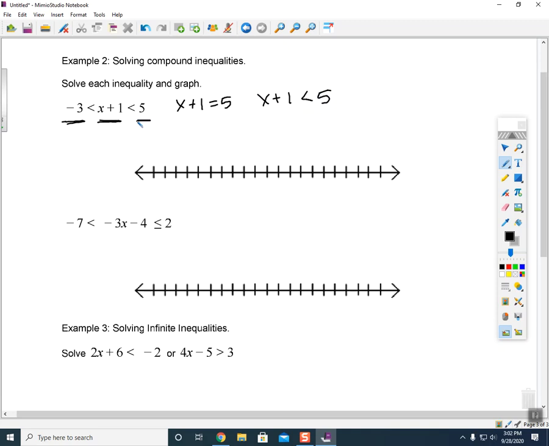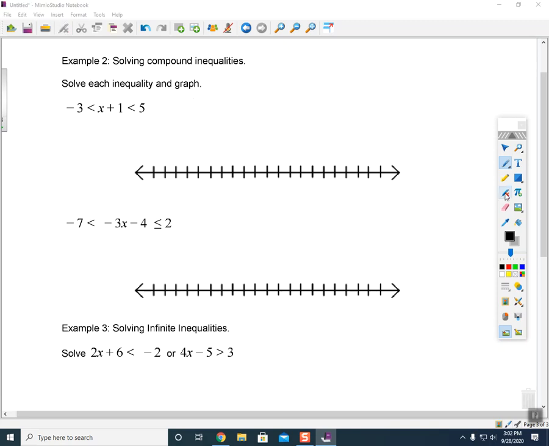And so let's say that I was just solving x plus 1 equals 5. I'm kind of just looking right at this last part here. I know that in order to get x by itself, I need to subtract 1. But whatever I do to one side, I have to do to the other side, and so I would subtract 1 from this side as well. Well, the same is true when I'm dealing with inequalities.